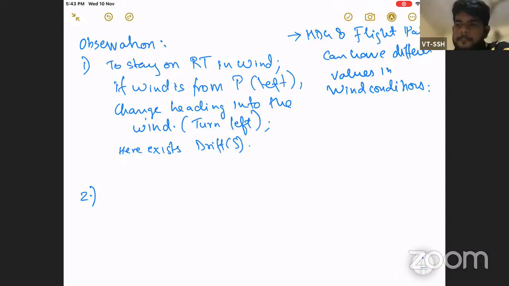Sir? Yeah, I can hear you. We are experiencing in this case a port drift. And in this case, we have to turn right, sir, to stay on the required track, sir. Very good. See, a little bit of focus and you get the exact answer.